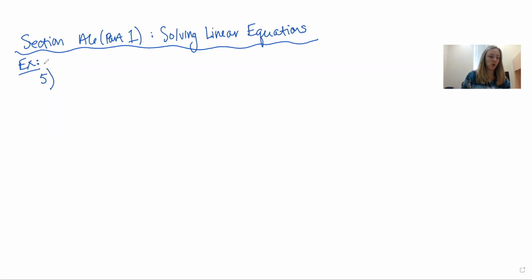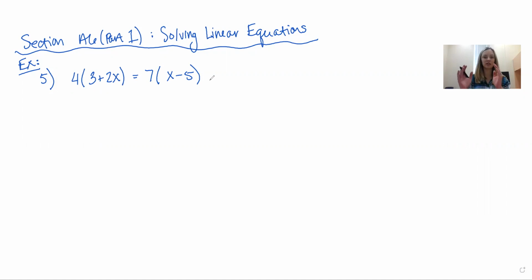So number 5, we're given 7 times p minus 2. Actually, let me backtrack. We're going to do a different one. We're going to do 4 times (3 + 2x) equals 7 times (x - 5). So this problem has an extra step that we haven't seen before.